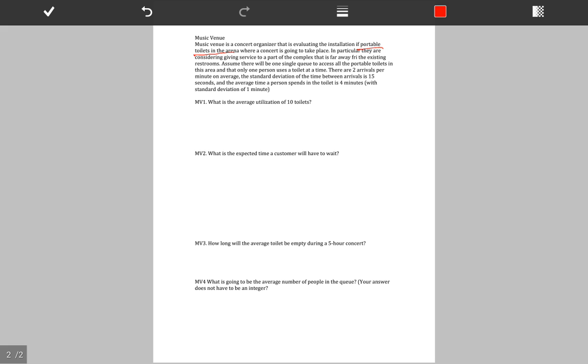Well, what is the average utilization? The first question is easy. Well, the average utilization when you have multiple servers. Remember, this has multiple servers.